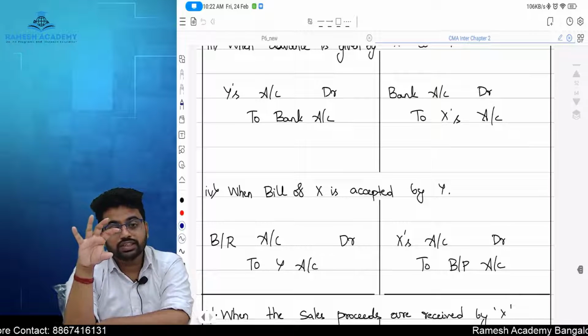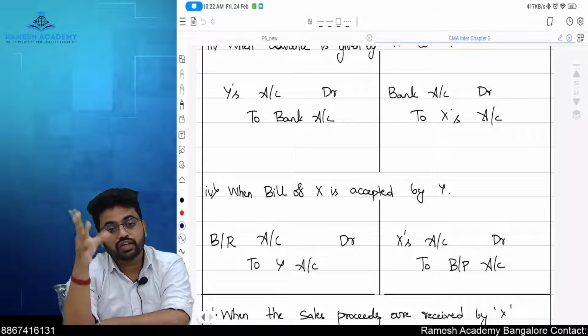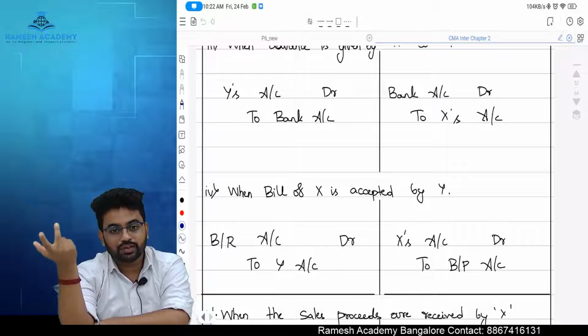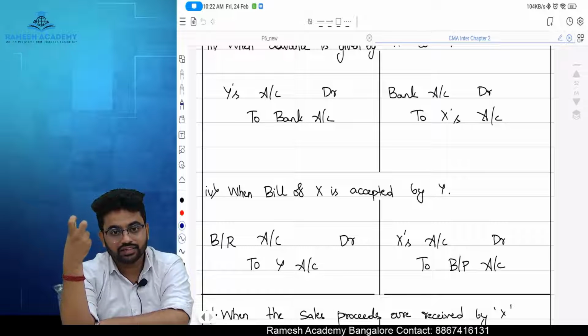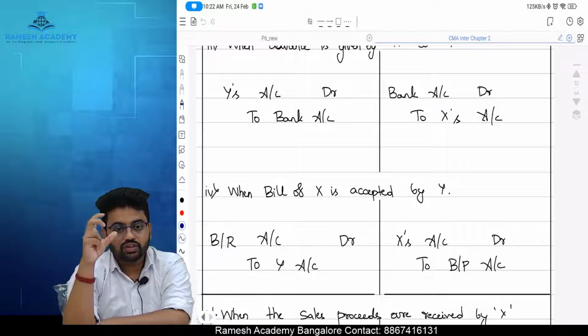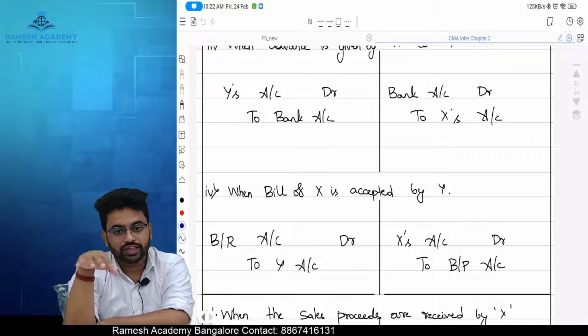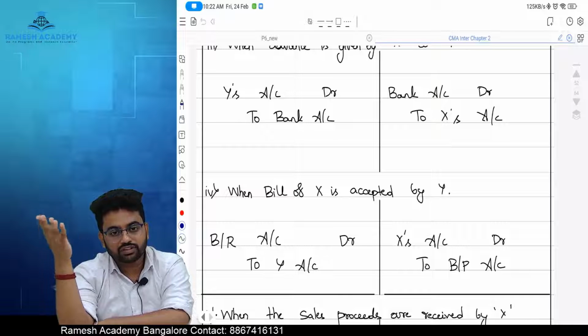Let us assume a bill is drawn by one co-venturer upon the other co-venturer. For example, when the bill of X is accepted by Y, so X is the drawer and Y is the acceptor. So in the book of X it is bills receivable account debit to Y account. In the book of Y it is X account debit to bills payable.